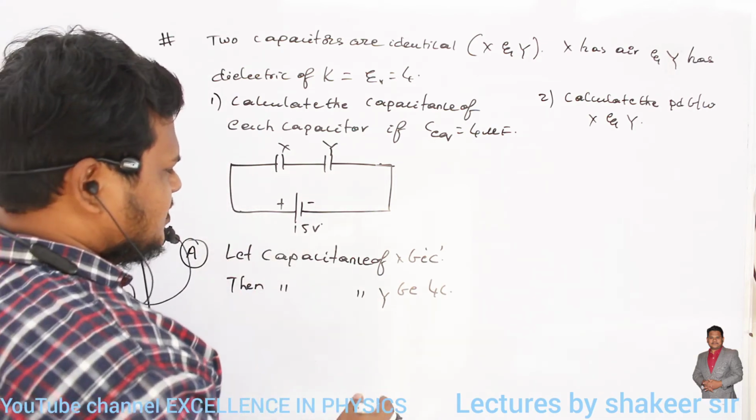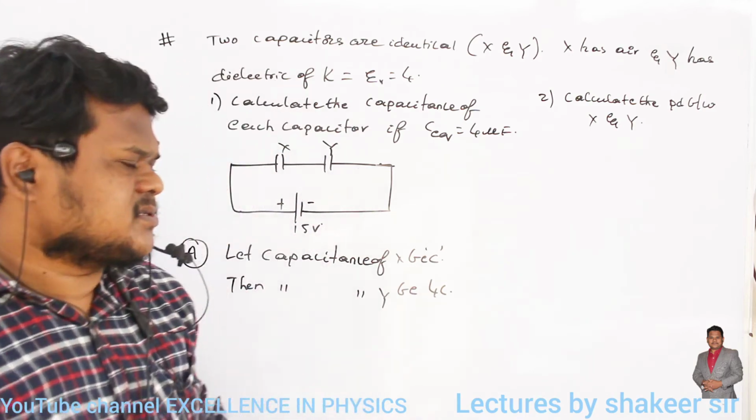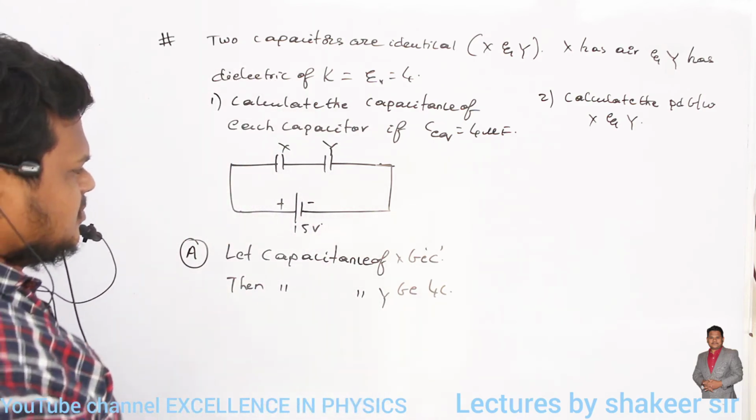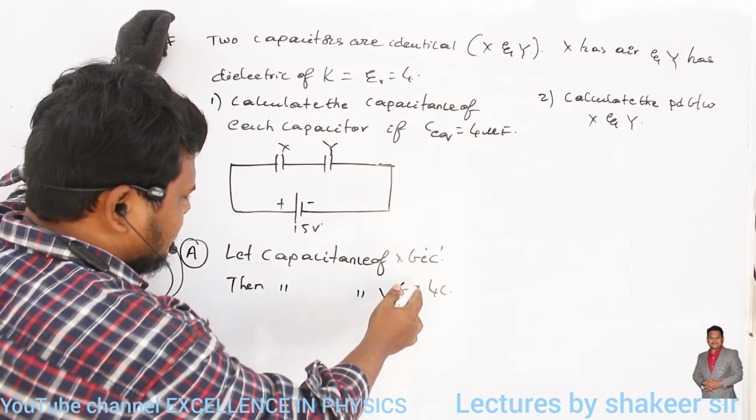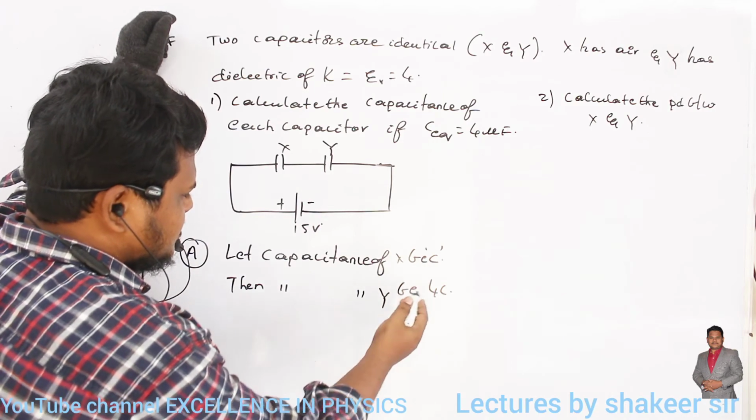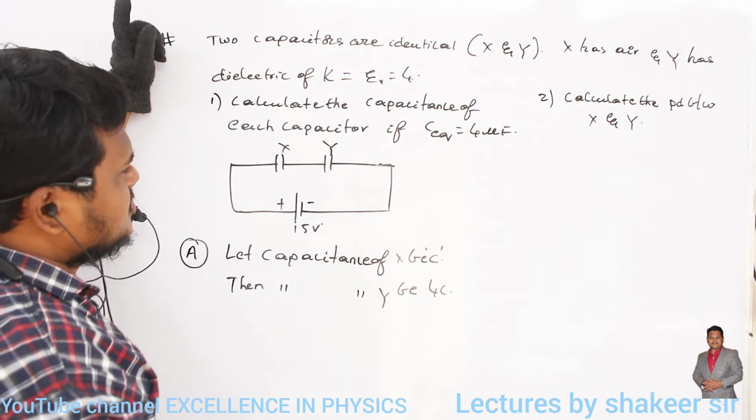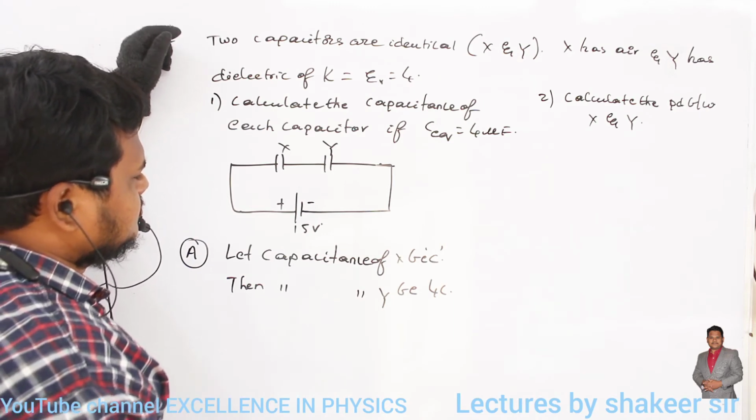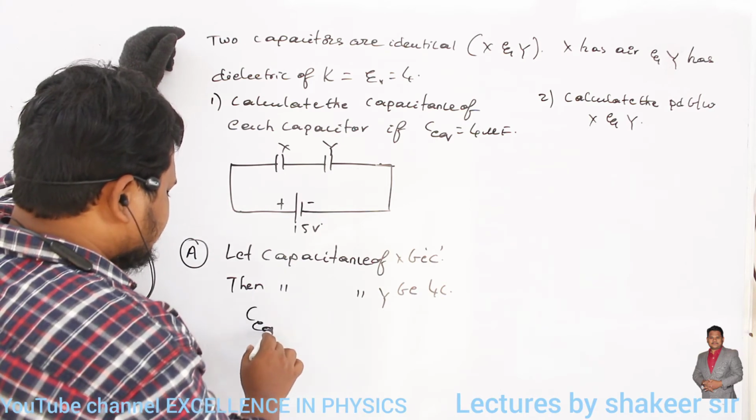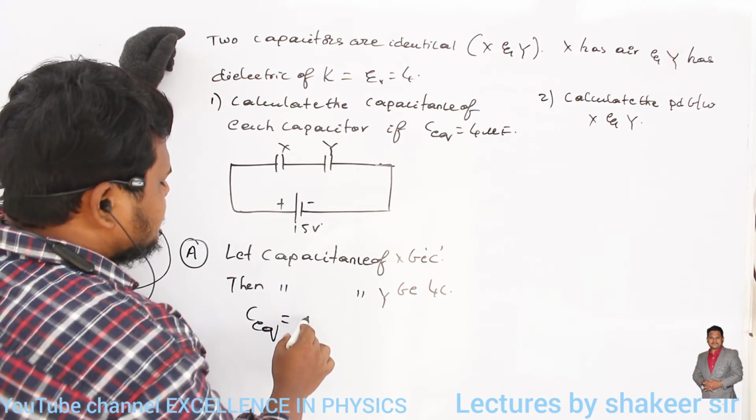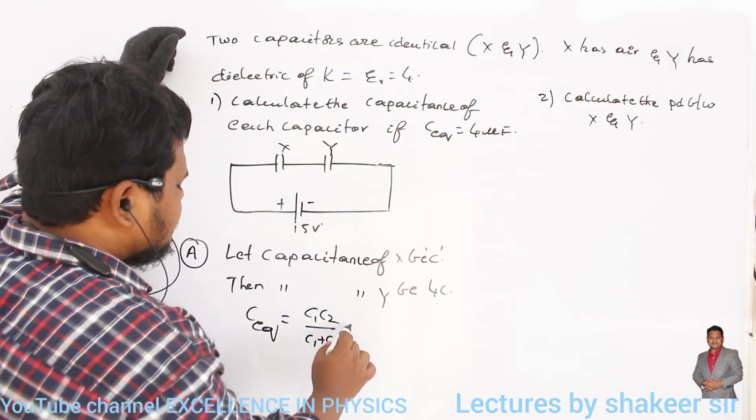Before introduction of the dielectric, both of them have the same capacitance, because the area of the plates is the same and the distance between the plates is also the same. Therefore, after the dielectric is introduced, its capacitance will become 4C. And these two capacitors, are they connected in series or parallel? Series connection. Then what is the equation for total equivalent capacitance? It is C1 into C2 divided by C1 plus C2. This is the formula.